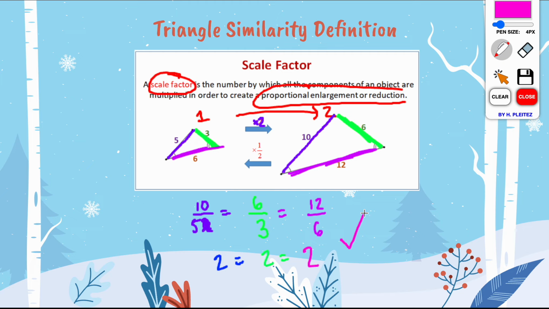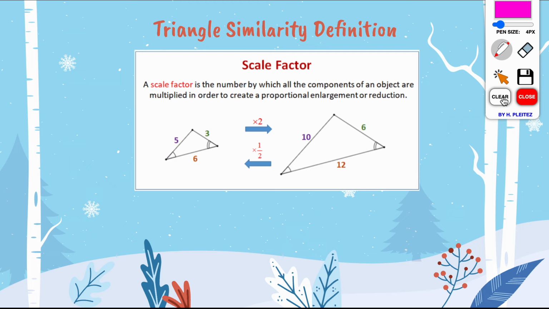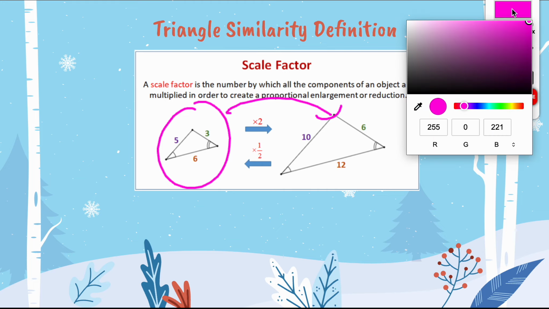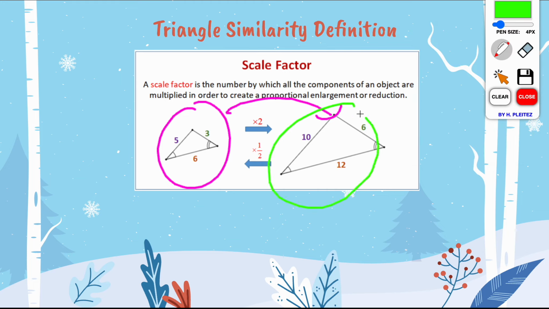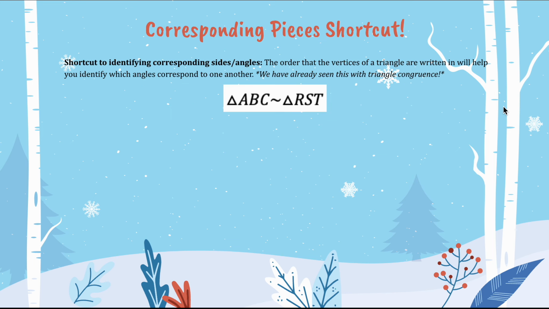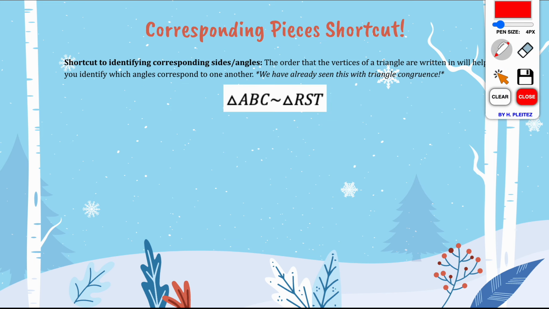And another way to think about this would be, okay, to get from this triangle to this triangle, I multiply all of my sides by 2, right? And it can also work going backwards. You can also go from this triangle to this triangle, but in that case, you would have to multiply your sides by 1/2 instead. So our corresponding pieces shortcut is used to help us draw pictures.